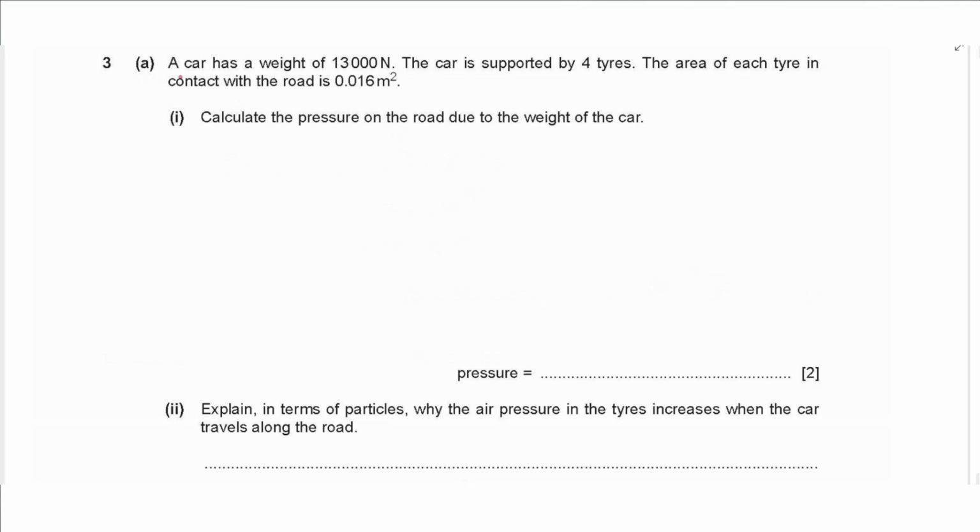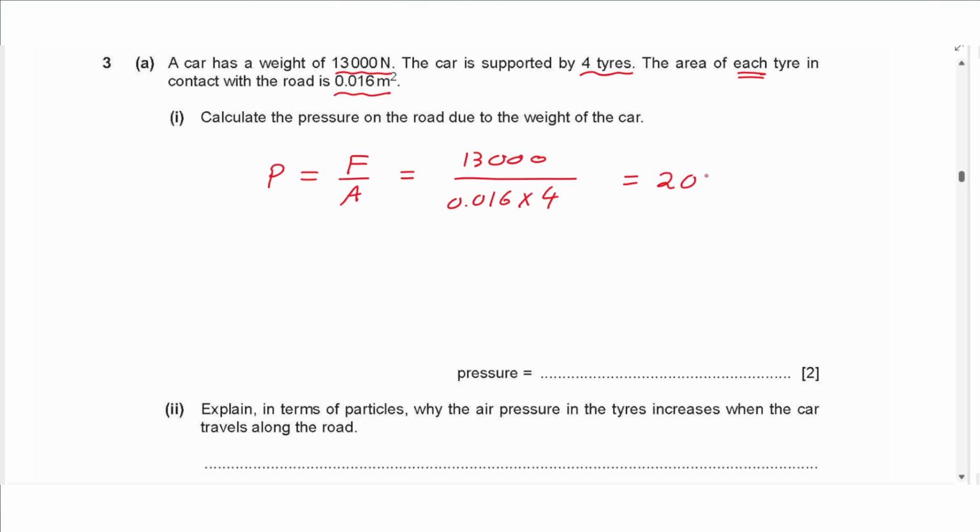Question 3a says a car has a weight of 13,000 newtons. The car is supported by 4 tires. The area of each tire is 0.016 meters squared. Calculate the pressure on the road due to the weight of the car. So we have the equation pressure equals force over area. So we divide the 13,000 by the area of one tire, which is 0.016, multiplied by the number of tires, which is 4. That gives a pressure of 203,125. So we approximate this to 2.0 times 10 to the power of 5 Pascal.